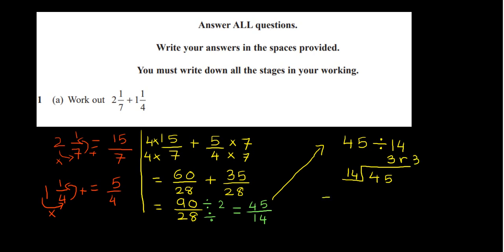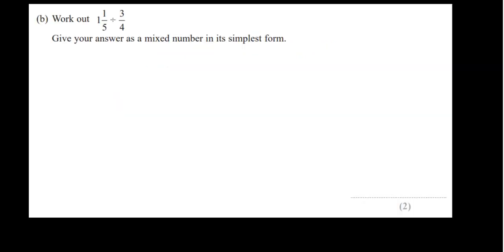So the answer is going to be 3, this 3 will come over here. The remainder will form the numerator of the fraction part, and the denominator remains the same. Oops, the denominator is 14. I do not know why I'm writing 5 over there. The denominator is 14. And there we go. That's that question answered. Right, let's move on to the next question.